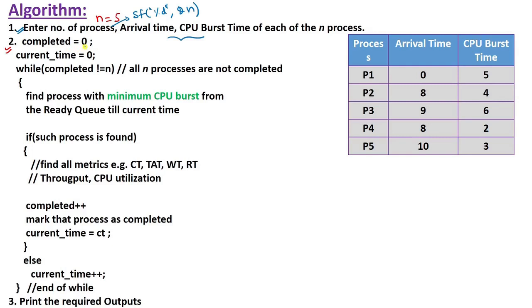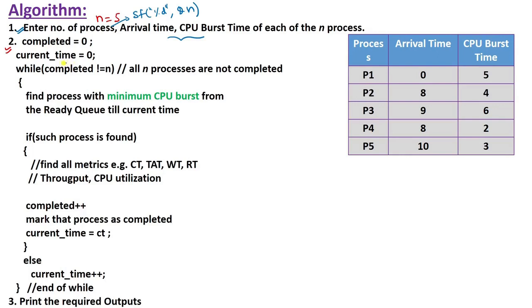So let's say at a particular point of time, P2, P3 and P4 are completed. So how many processes have been completed? 3. So the completed variable will become 3. Okay, and let's say one more process is completed, then the completed variable will become 4. Now this current time is able to track the time of the completion of the various processes.